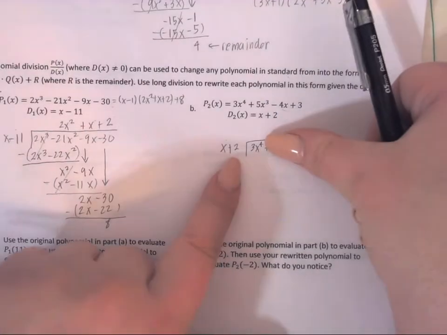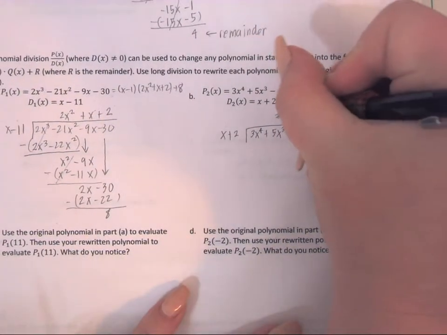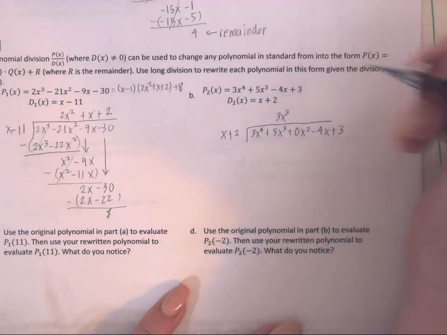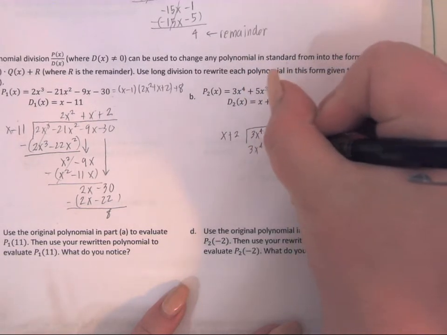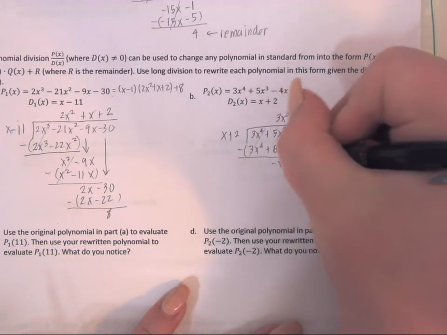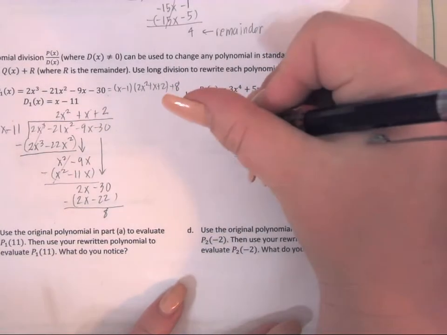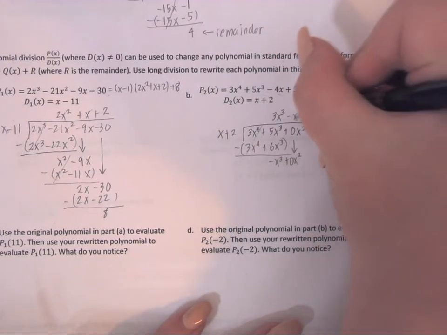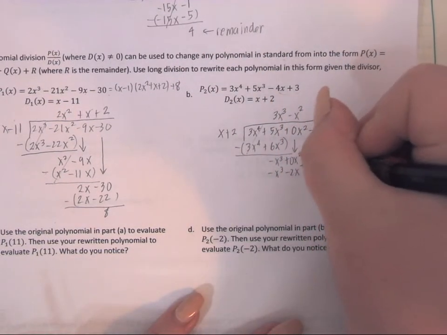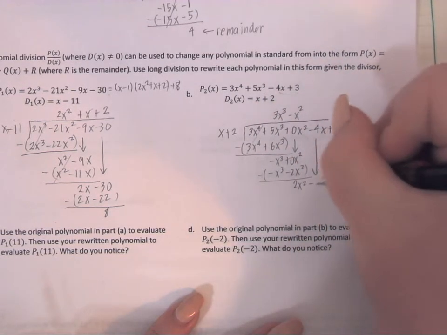Okay, so then again, just focus on the first terms. X times what is 3x to the 4th? 3x cubed, so you write that in the 3x cubed column. Then you multiply this to all of that, so that's 3x to the 4th plus 6x cubed. Subtract it, you get negative x cubed. Bring down your 0x squared. And then x times what is negative x cubed? Negative x squared. So the negative x squared times that, you get that. Subtract it, and then you get 2x squared. Bring down your negative 4x.